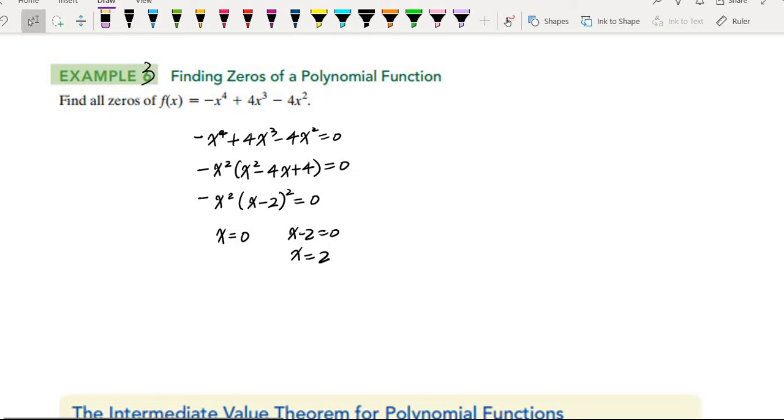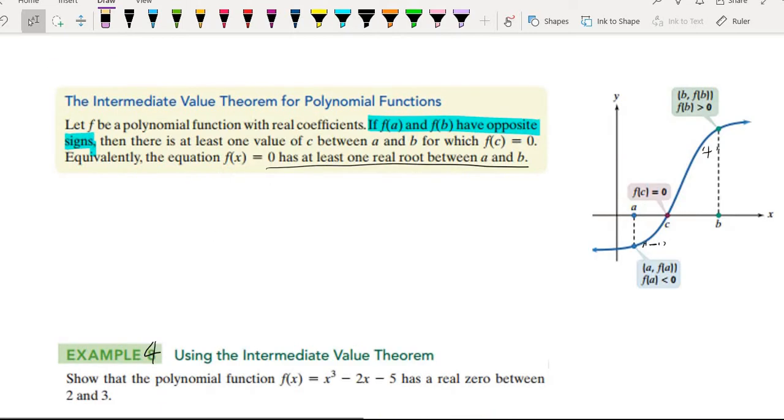So which means the zeros are 0 and 2. Alright guys, so here we have the intermediate value theorem for polynomial functions. The main part I highlight right here. You can look at the graph really quick, okay? So we have plugging in point A and plugging in point B.